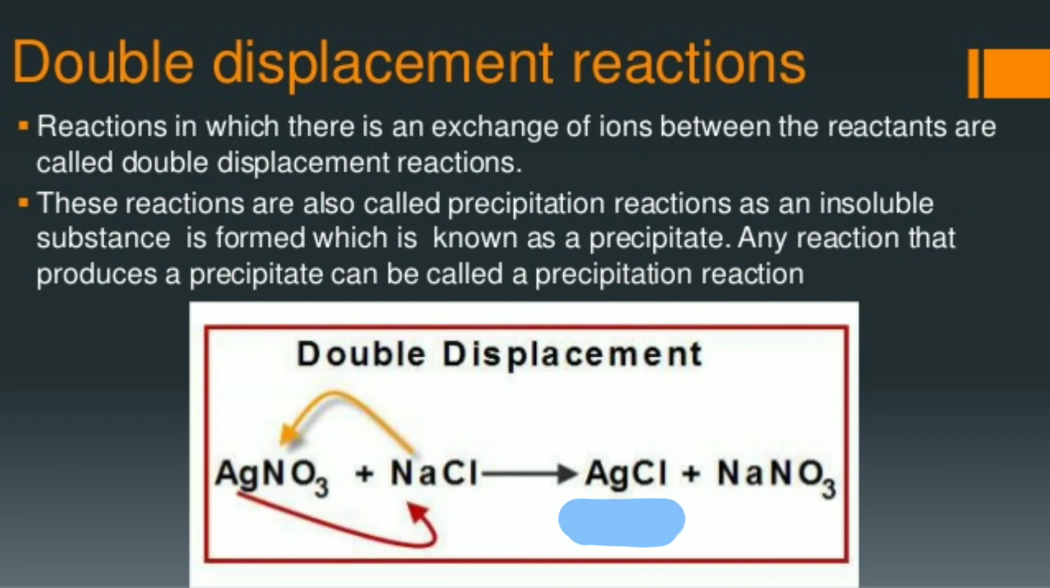Here we can see Ag is positive and Cl is negative. That's why they are combining. Here we can see sodium is positive and NO3 is negative. That's why they are combining.